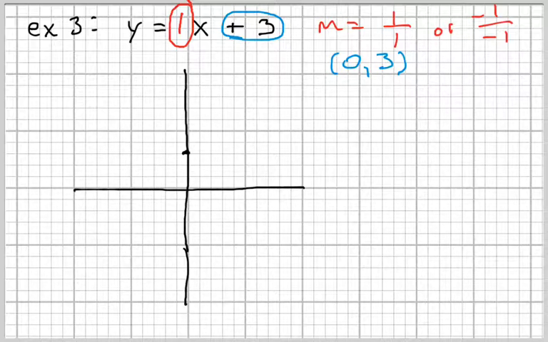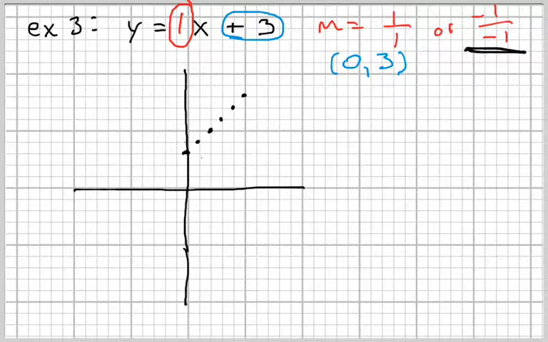Then we use our slope. So up 1, over 1. That's this guy right here. Up 1 over 1, this guy right there. And you can keep doing that until you fill your graph. That way you can get the most accurate line as possible.